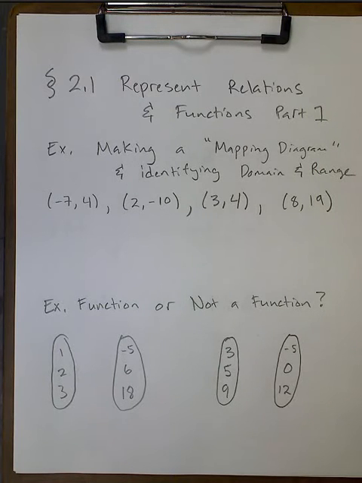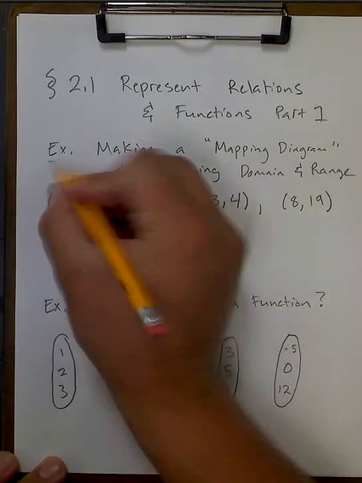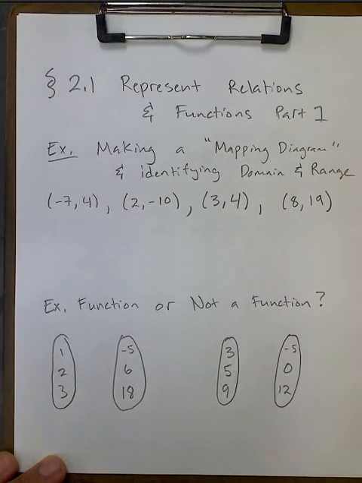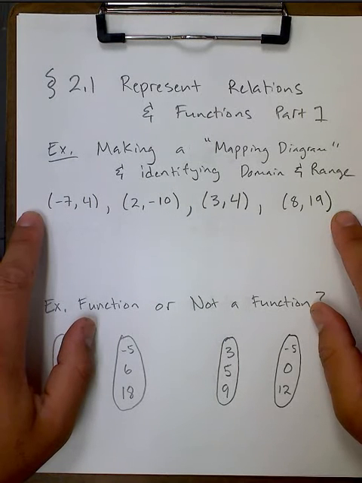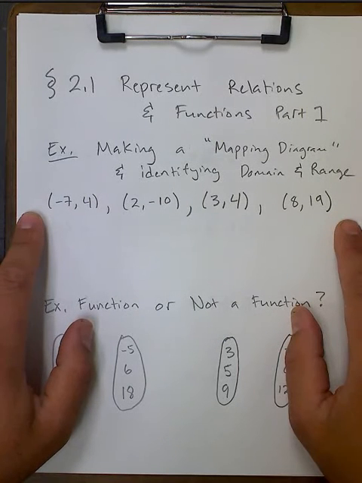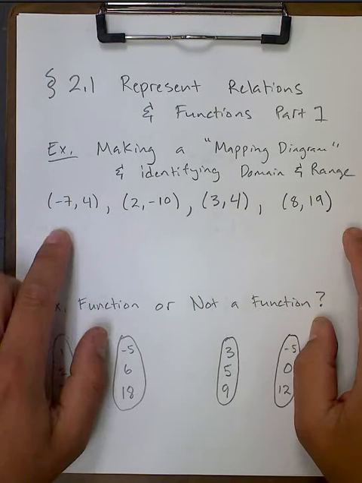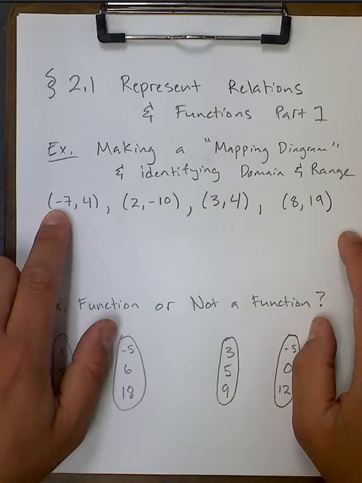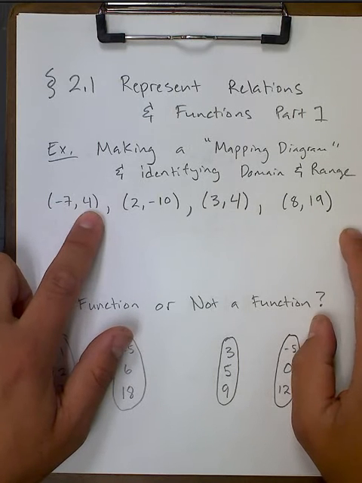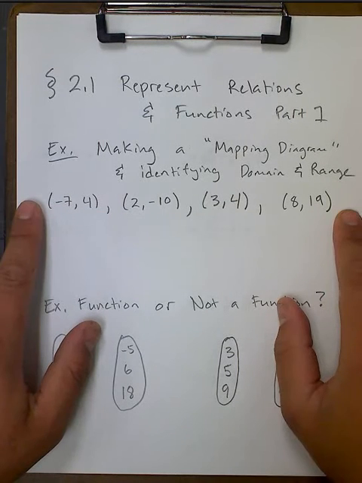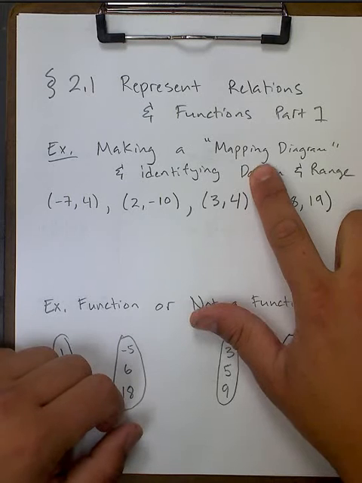Okay, for example number 1, make a mapping diagram and identify the domain and range. For this example, the problem has a bunch of ordered pairs, and ordered pairs are points in the plane, and they have two coordinates. An x coordinate is the first coordinate, and the second coordinate is the y coordinate.